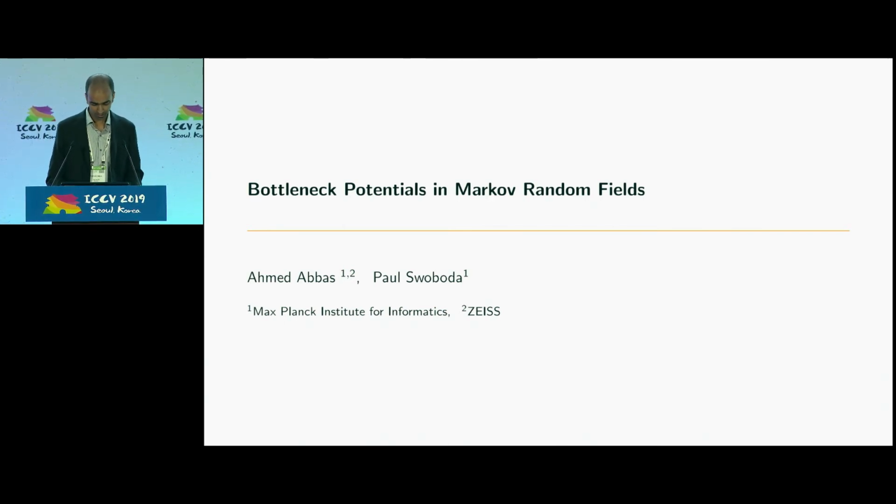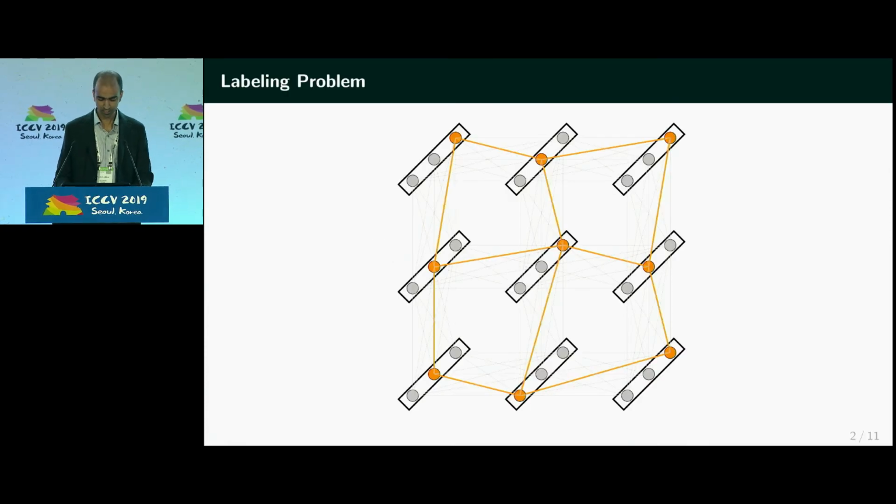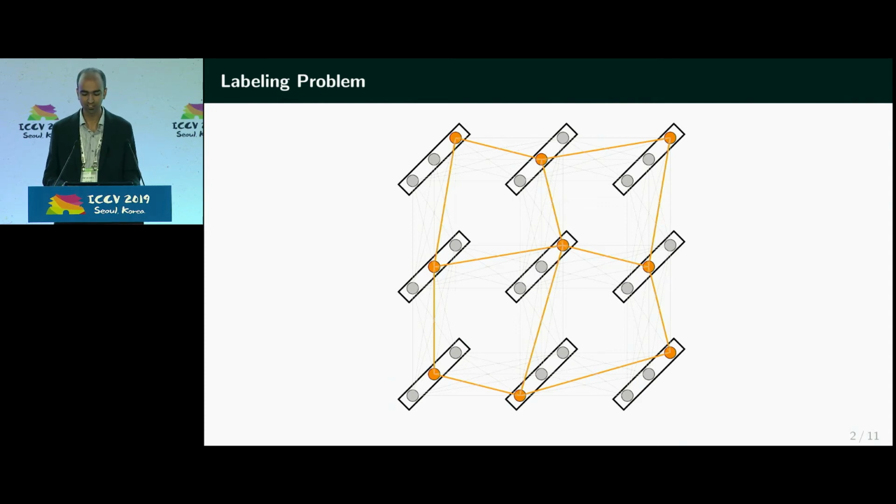So, the problem statement. We consider a problem where the task is to assign labels to each node of a graph. For example, a 3x3 grid graph shown here, where each node has 3 possible labels and the edges model pairwise relationships between the nodes. A possible labeling is highlighted here.